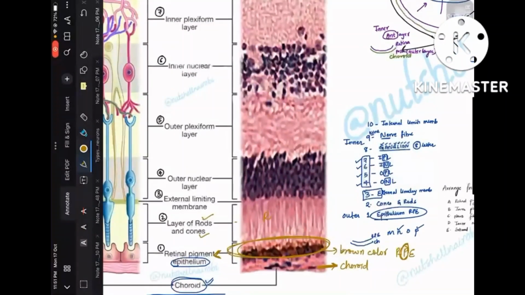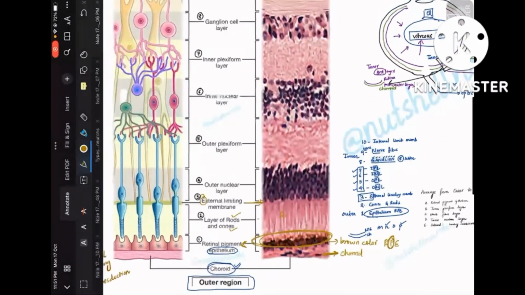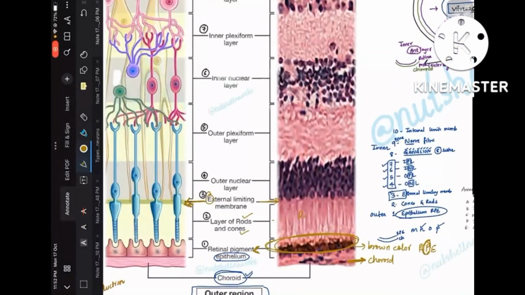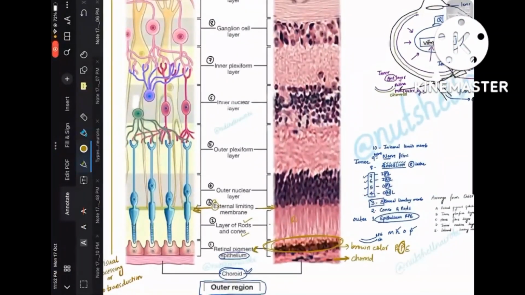Now coming to the third layer, 3 for E, external limiting membrane. And look at this colorful diagram also, here is the external limiting membrane. And the fourth layer, from here you have to start your mnemonic, right? N, P, N and P. So outer nuclear, outer plexiform, inner nuclear and inner plexiform.